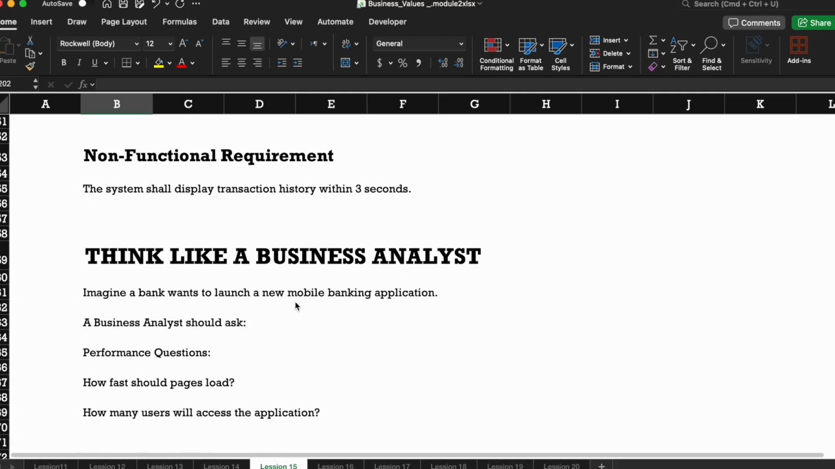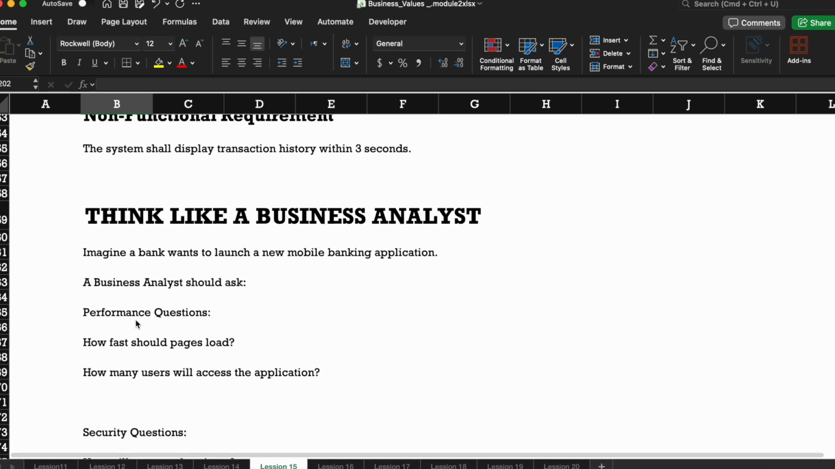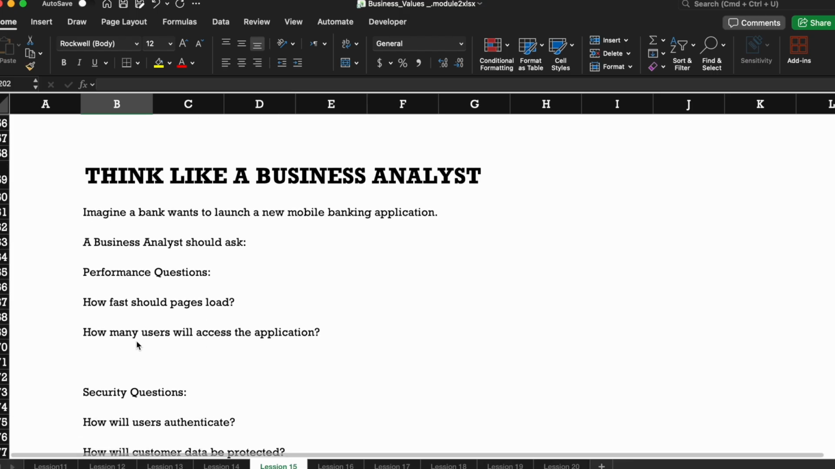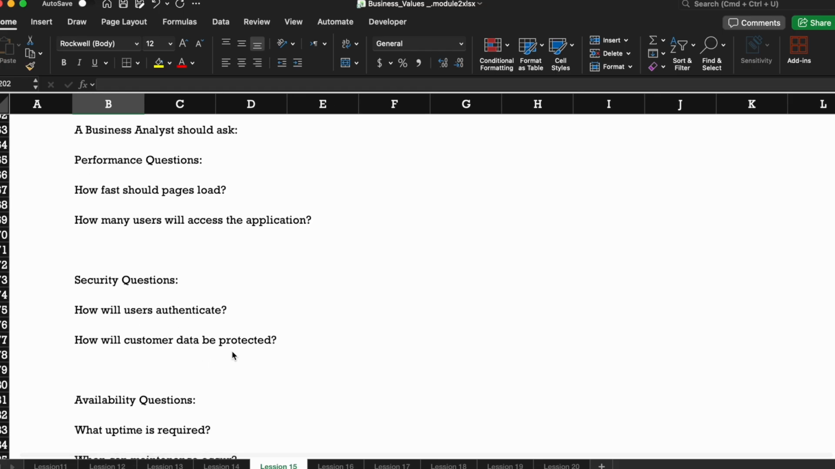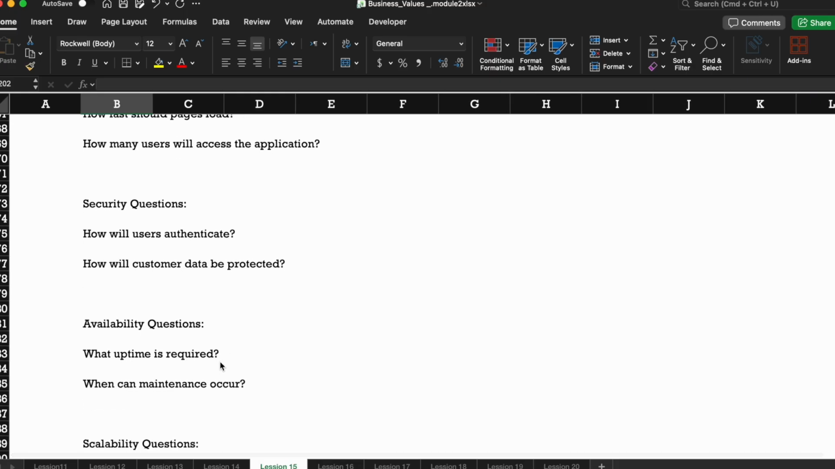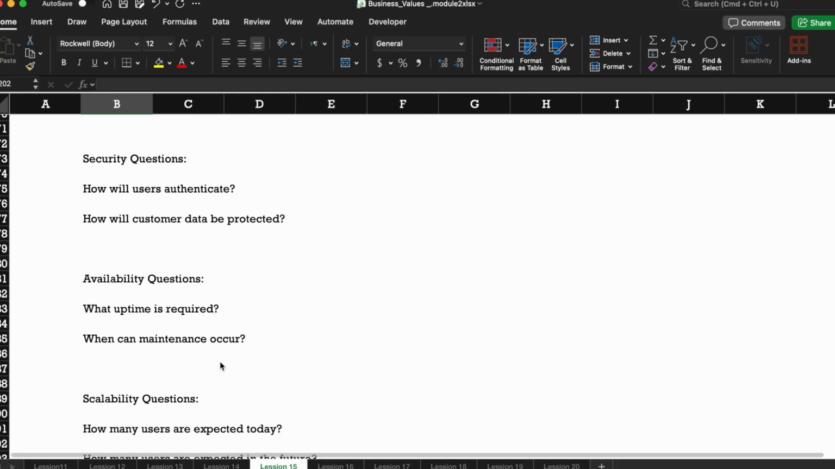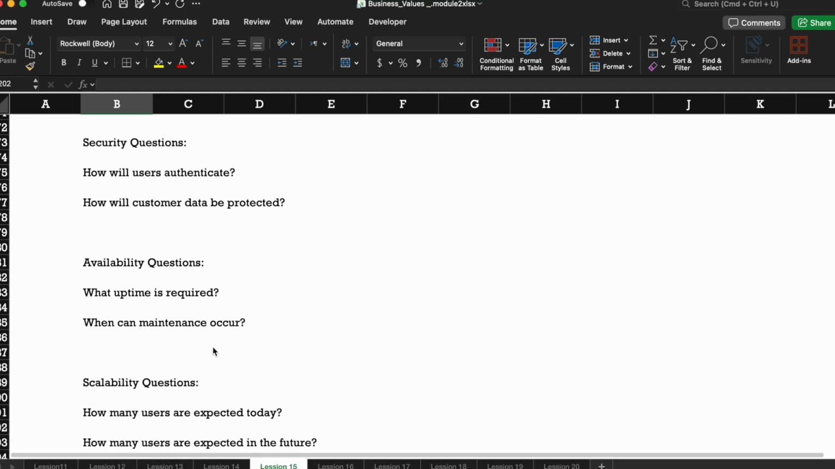Think like a business analyst. Imagine a bank wants to launch a new mobile application. A business analyst should ask performance questions: how fast should pages load? How many users will access the application? Security questions: how will users authenticate? How will customers' data be protected? Availability questions: what uptime is required, when can maintenance occur, right?